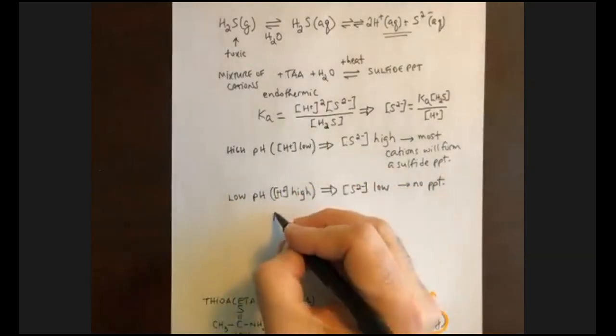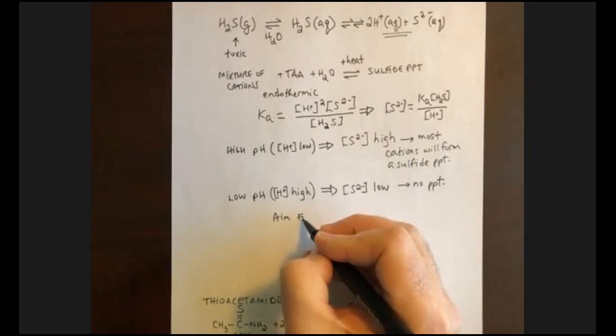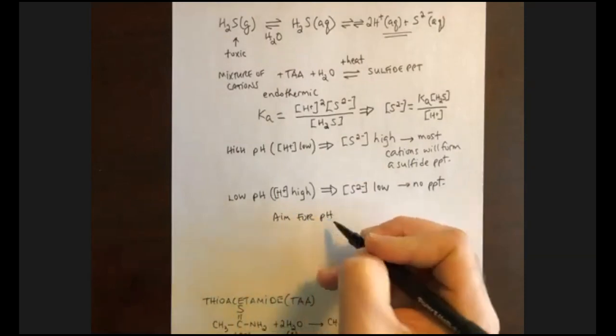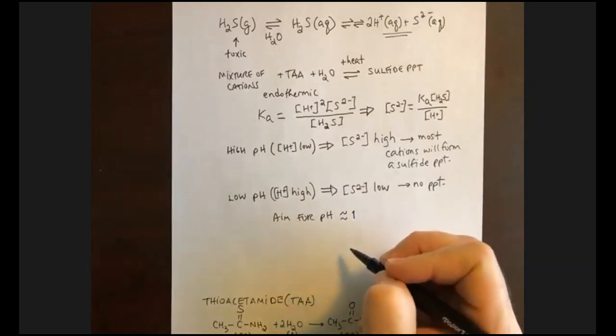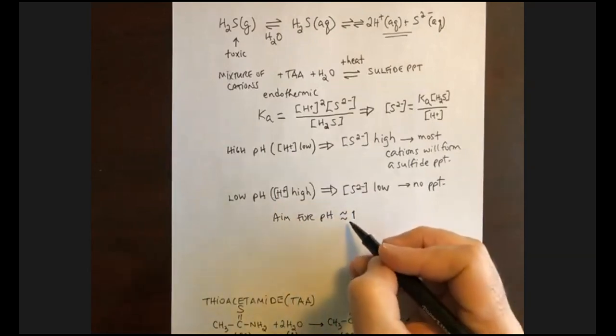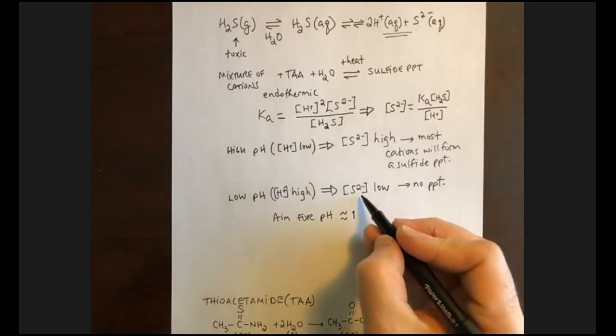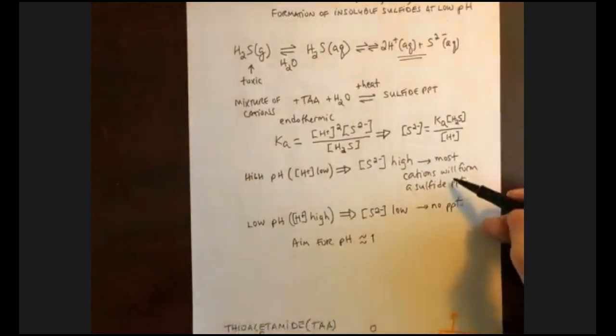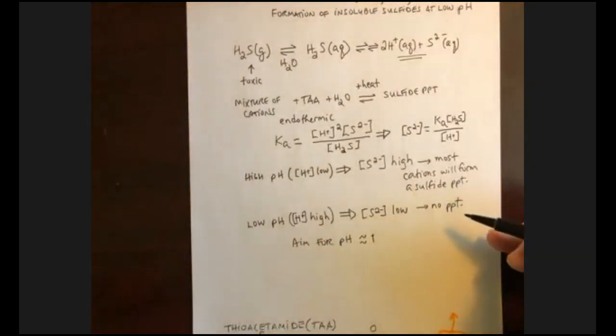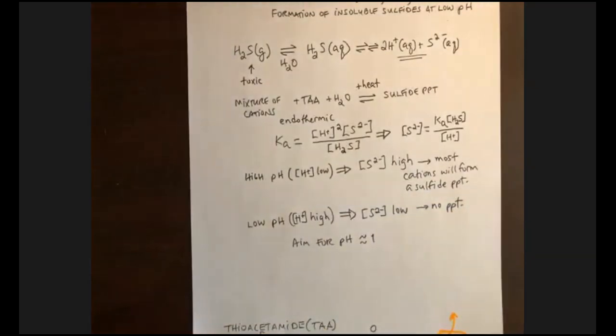And what we do is we're going to aim for a pH somewhere around 1 or a little less, all right? And what will happen is at that pH, we have enough sulfide ions to precipitate our group 2 cations, but not so much that other cations will precipitate, all right? So that's the process.